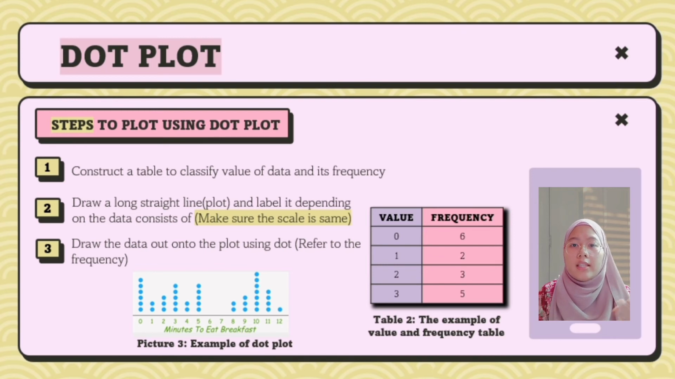Okay, I hope you guys can understand the step. If cannot, don't worry. After this, I will show you the videos on how we want to construct the dot plot based on the example given.